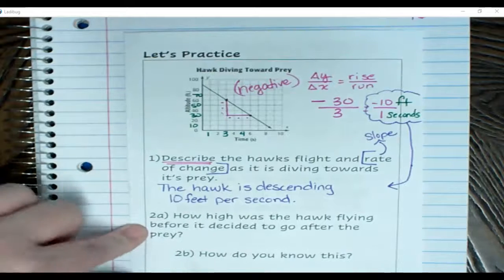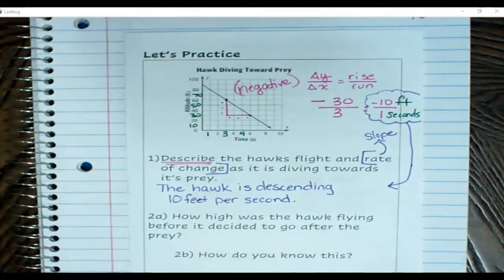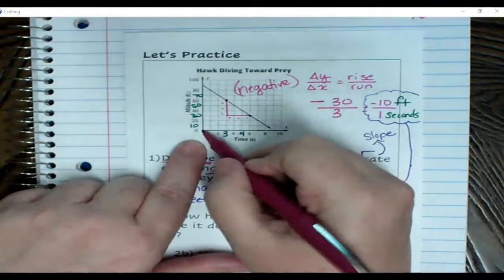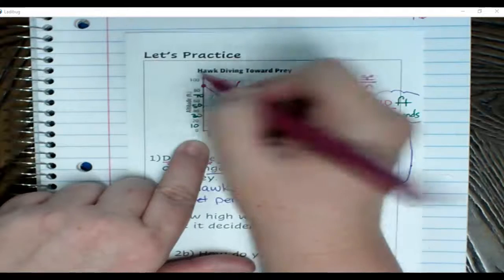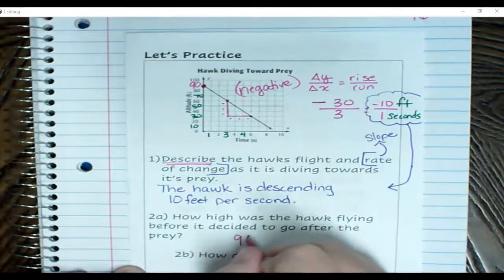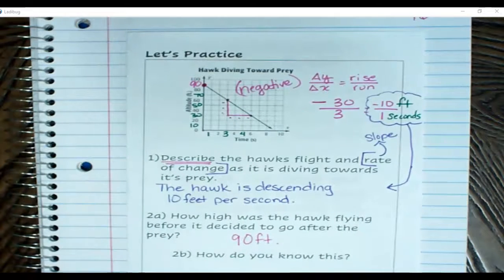But now look at question number 2. How high was the hawk flying before it started? Before it started at 0 seconds, how high was the hawk flying? Well, at 0 seconds, when the x value is 0, follow it up, our line hits right here at 90. So he was at 90 feet before he started his dive downwards to get his prey.